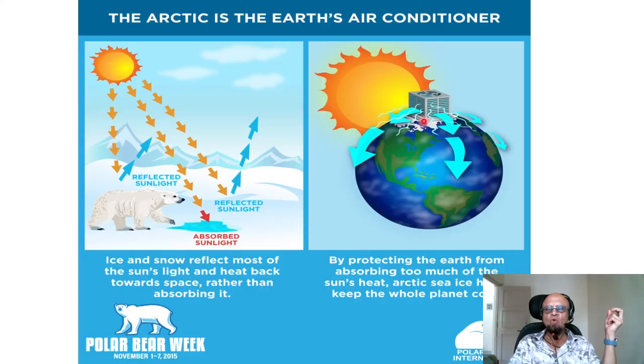So that cooling at the Arctic is flowing down into the rest of the planet. So the Arctic can be considered as the Earth's air conditioner. By protecting the Earth from absorbing too much of the sun's heat, Arctic ice helps keep the whole planet cool. It's part of the energy balance that we talked about.